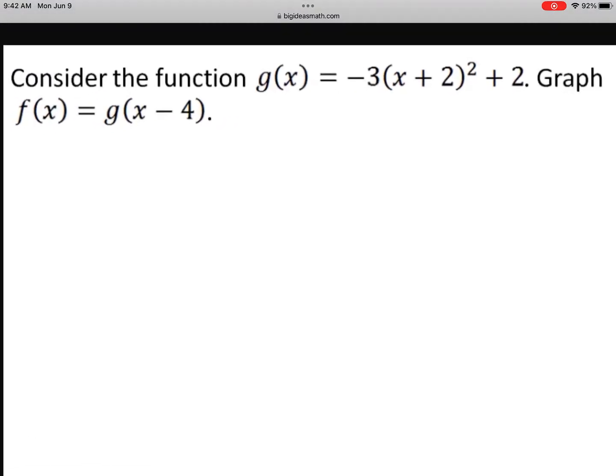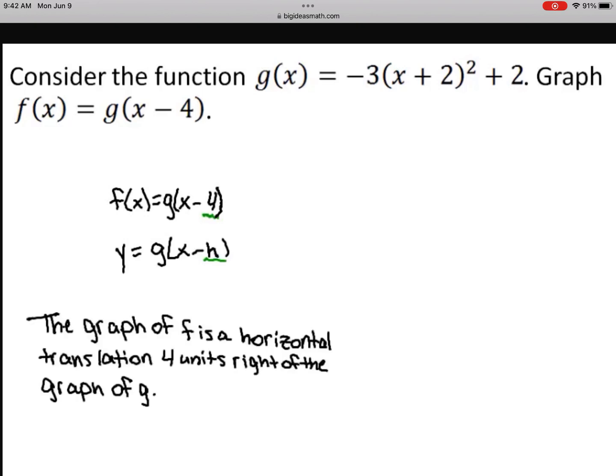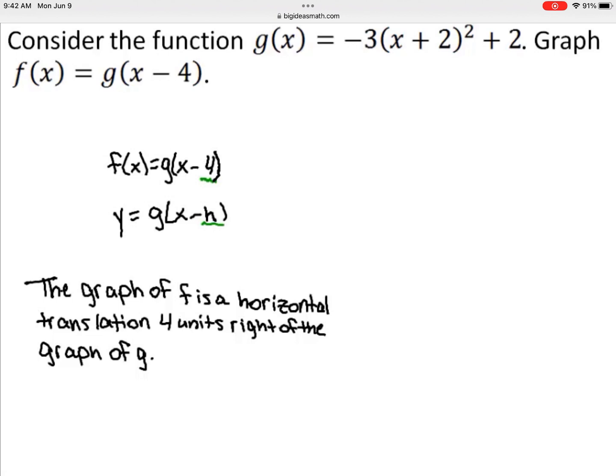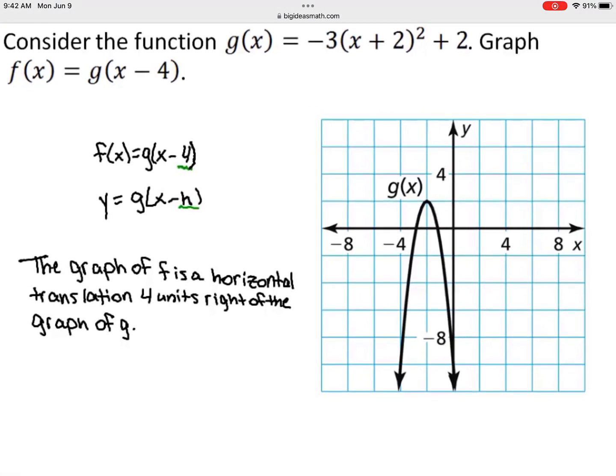Consider the function g of x equals -3 times the quantity x plus 2 squared plus 2. Graph f of x equals g of the quantity x minus 4. Notice that the function f is of the form y equals g of the quantity x minus h, where h equals 4. So the graph of f is a horizontal translation 4 units right of the graph of g. To graph f, add 4 to the x-coordinates of the points on the graph of g.